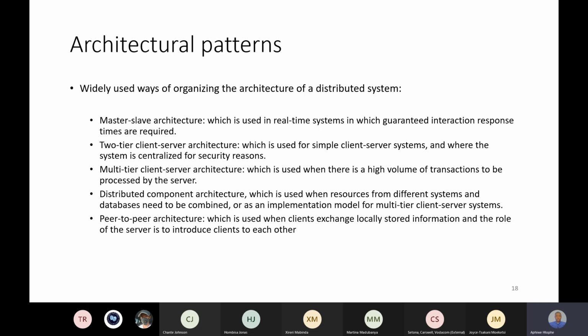client-server architecture is the one which you can take and convert to what we call distributed components architecture. Okay, because with the multi-tier architecture, we can ensure that there is some sort of local processing. We saw that we tend to use the fat client as opposed to the thin client when implementing a distributed system. So distributed component architecture is used when resources from different systems and databases need to be combined, or as an implementation model for multi-user client-server systems. And then lastly, we have the peer-to-peer architecture, okay? I'll just save the peer-to-peer for the next slide.